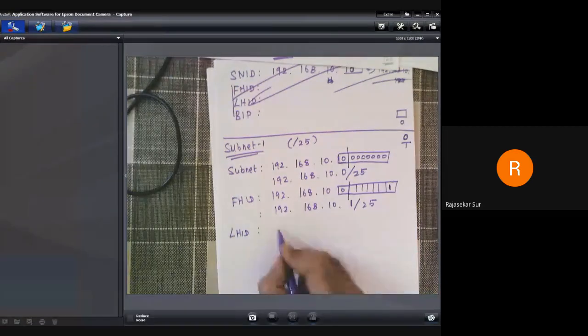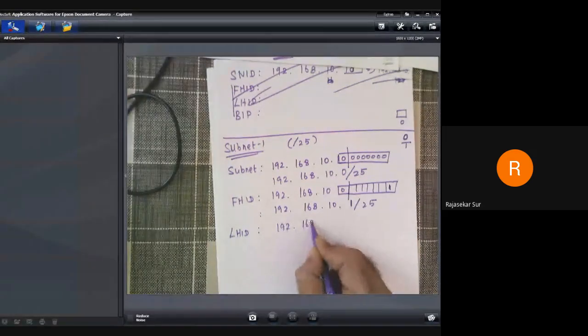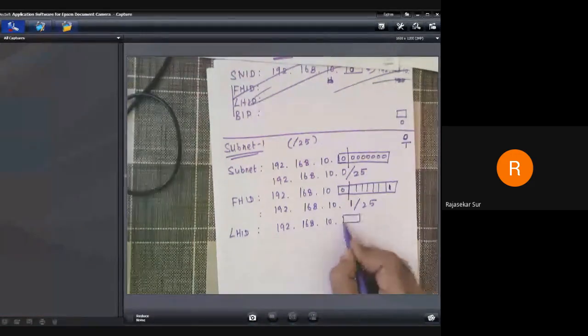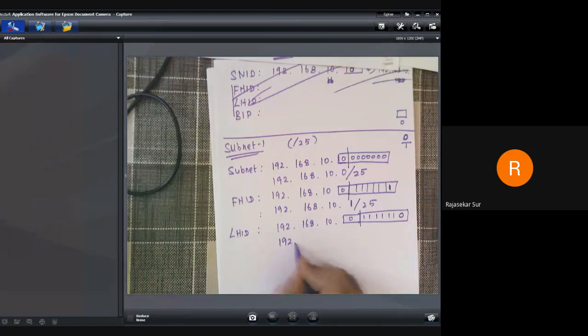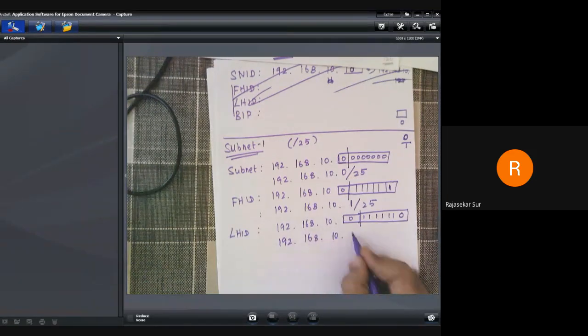Then what is the last host ID? The last host ID is 192.168.10. So here the first bit is equal to 0. We have 7 bits. All we have to make 1 except the last bit. So 1, 2, 3, 4, 5, 6. So 6 bits I make 1. The last bit is going to be 0. Now you can find the value. This is 2 to the power of 0, 2 to the power of 1, 2 to the power of 2. If you calculate like that, you will get 126. This is 192.168.10.126 you will get. So this is /25. This is the last host ID.